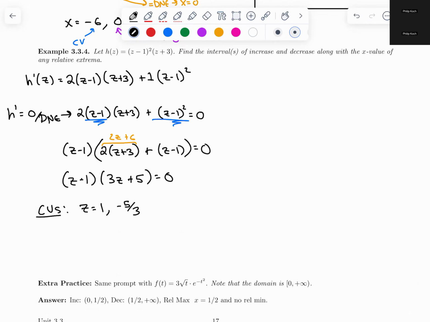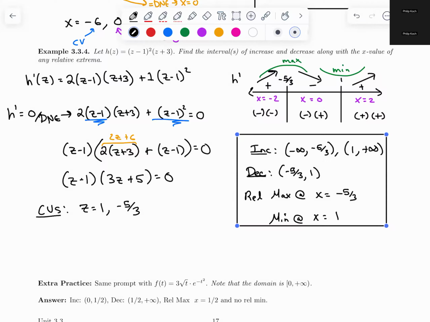I want you guys to go ahead and finish the problem. Notice this one just says find the x value. So we don't need to find the relative extrema locations. But I want you to set up your sign chart and find the critical values, or find the relative extrema, if there are any. That goes for you people watching the recording. Sorry if you're still working through it, but I want to get to the break here.